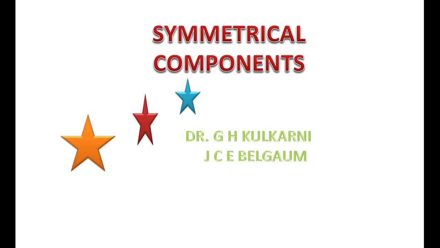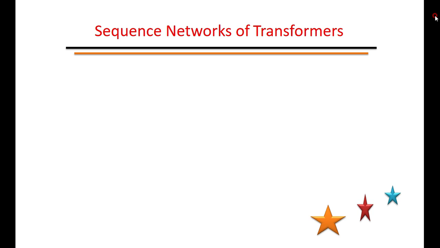Continuing with the discussion on sequence impedances and sequence networks of power system components, in this session we'll discuss the sequence impedances and networks for the transformer. A transformer in a power system is a three-phase circuit. It may consist of three individual single-phase units, or it may be a three-phase transformer.